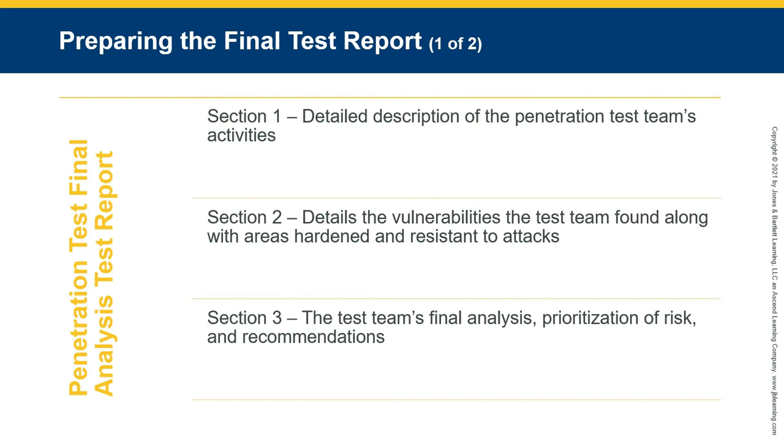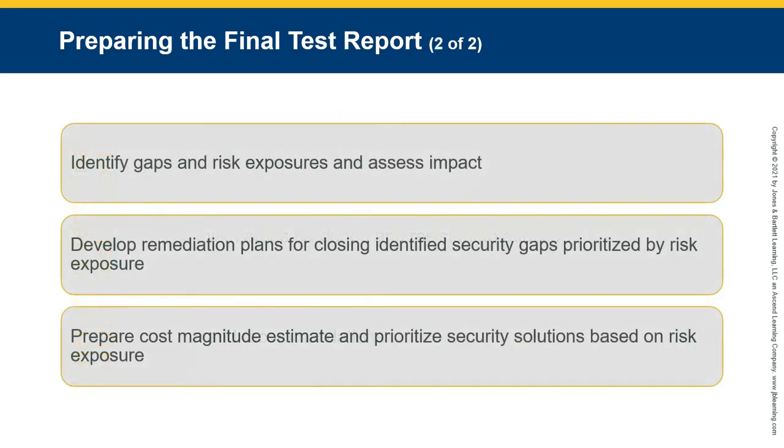Preparing the final test report. Section 1: detailed descriptions of the penetration test team's activities. Section 2 details the vulnerabilities the team found, along with areas hardened and resistant to attack. The test team's final analysis: prioritization of risks and recommendations.